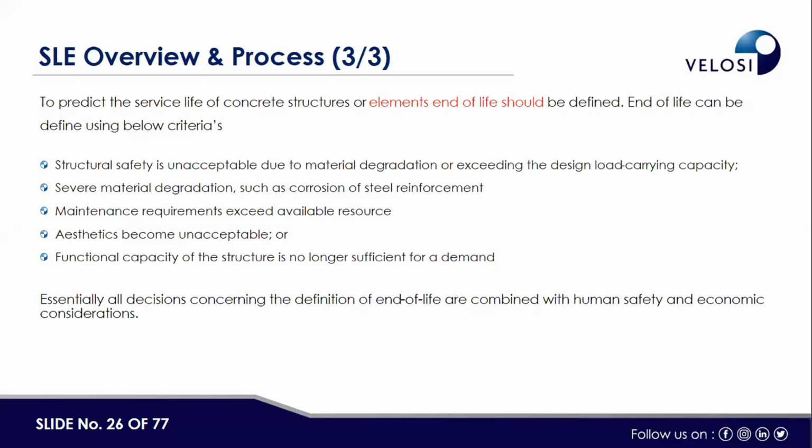End of life can be defined using the below criteria: structural safety is unacceptable, severe material degradation is taking place, maintenance requirement exceeds the available resources or too much maintenance is coming out of it, aesthetics become unacceptable, or the functional capacity of the structure is no longer sufficient for the demand. Essentially, all decisions concerning the definition of end of life are combined with human safety and economic considerations.